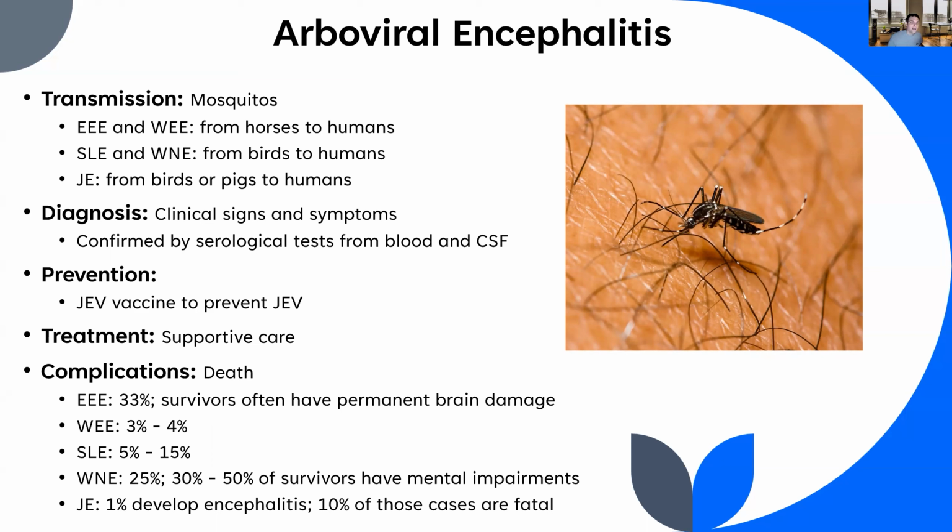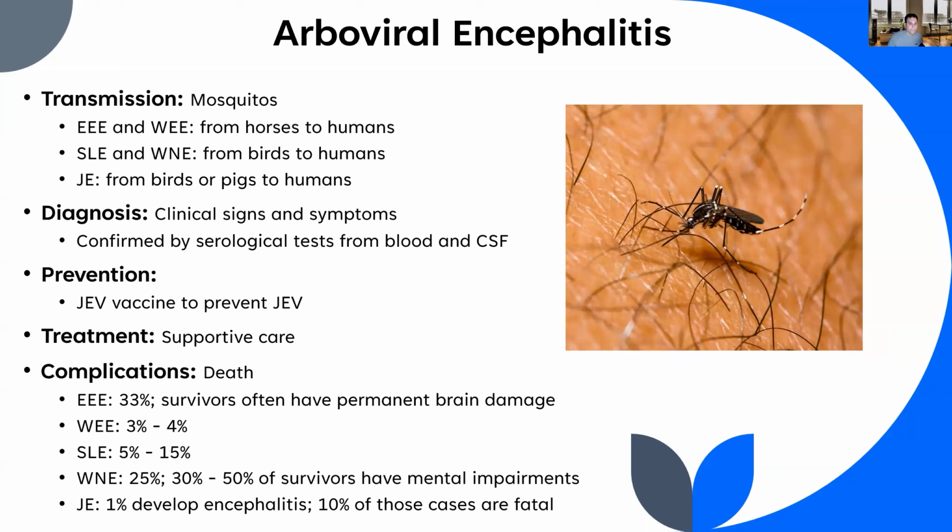All right. Diagnosis is clinical signs and symptoms, although you can do serological tests from the blood and the cerebral spinal fluid to detect the virus or the antibodies that are made in response to the virus. In the case of Japanese encephalitis virus, there's actually a vaccine that can prevent that. Treatment is supportive care. Now, there are complications that include death.